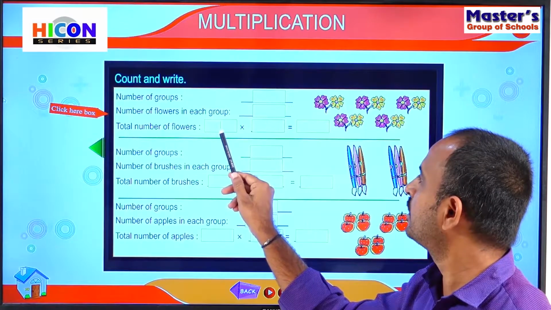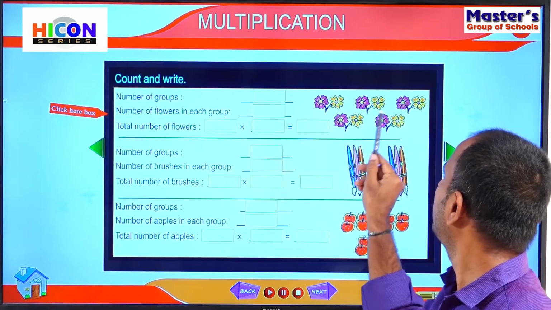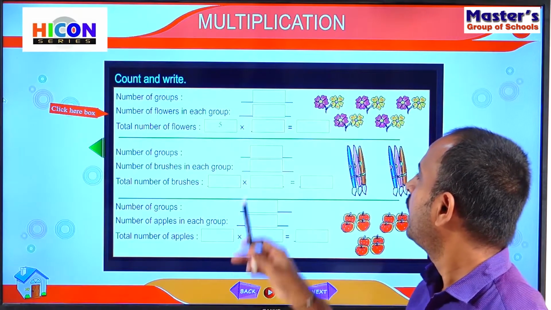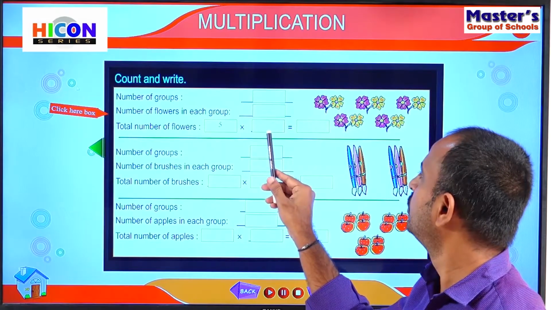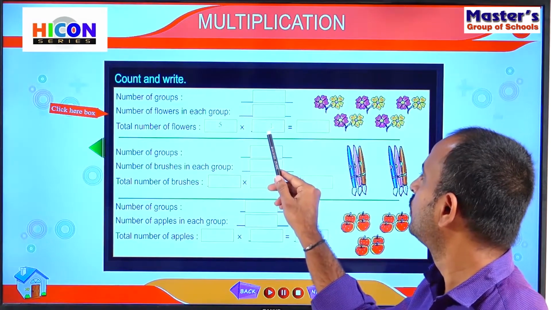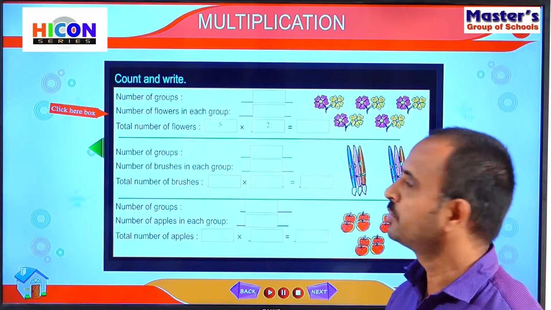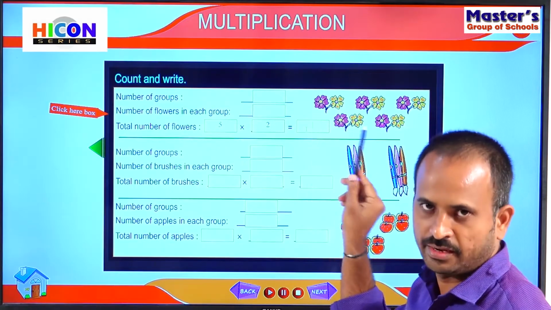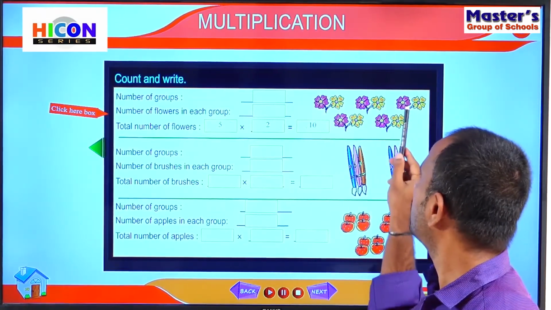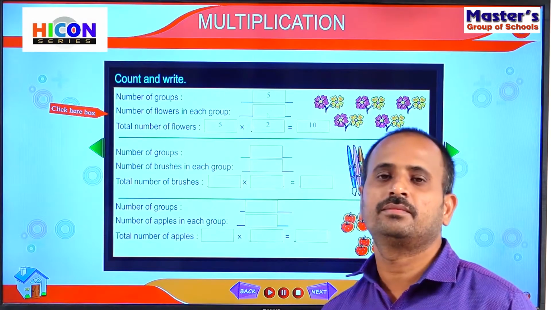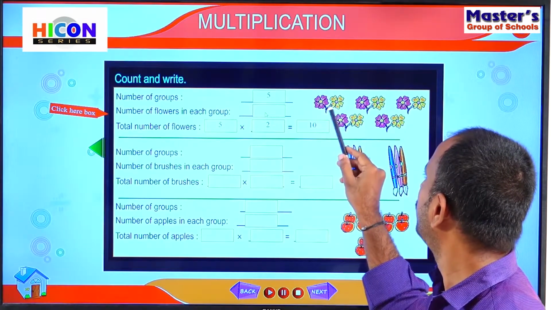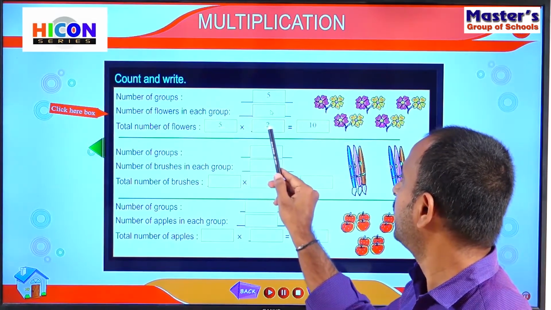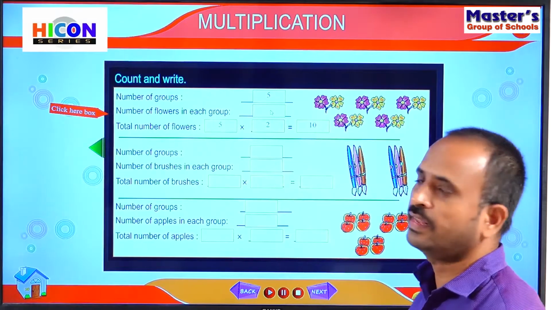How many groups are there? There are 1, 2, 3, 4, 5. 5 groups are there. So write 5 in this box. And how many flowers are there in each group? There are 2 flowers in each group. So write 2 in this box. So children, 5 into 2, 5 2s are how much? 10. So total, how many flowers are there? Total 10 flowers are there. That means we have to add 2 five times. So 5 times 2 can be written as 5 into 2, 5 2s are 10.